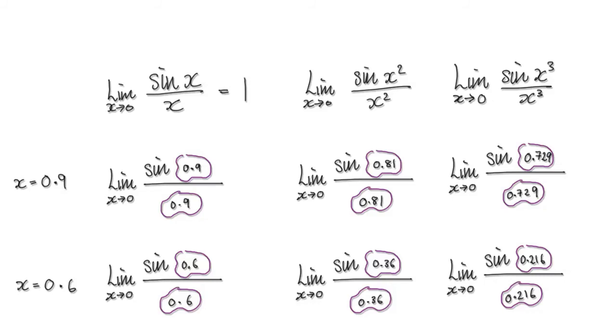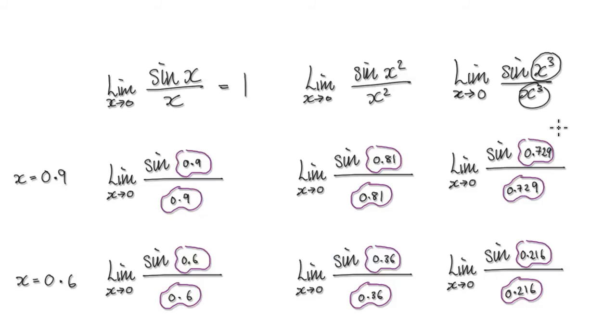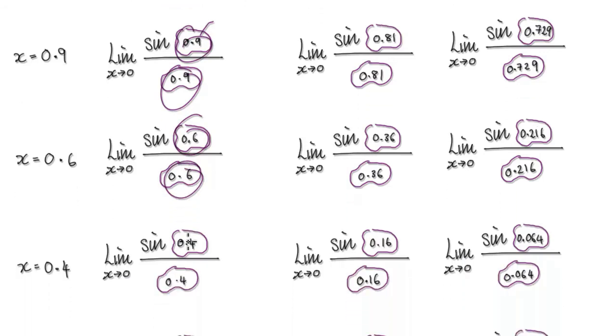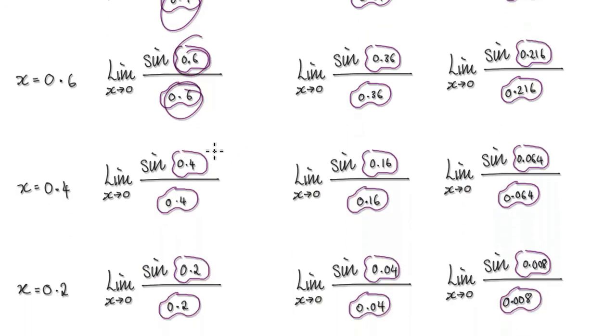As x tends to 0, you can see that this bubble and this bubble, they're both heading towards 0. If you look at this and this, they're both heading towards 0. So these bubbles are getting smaller and smaller.